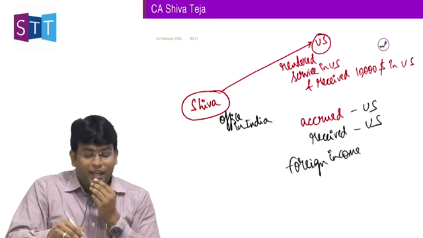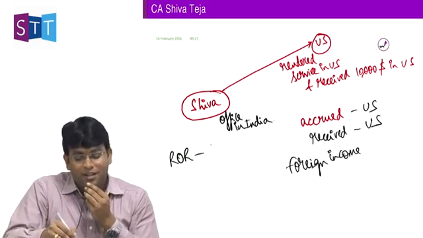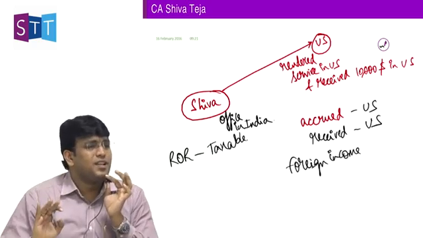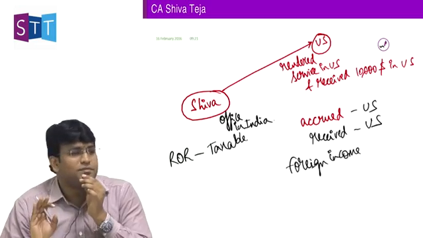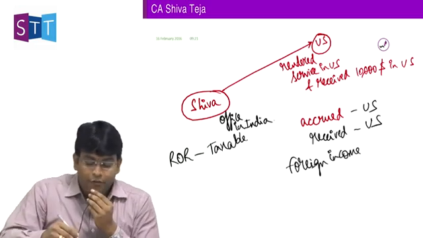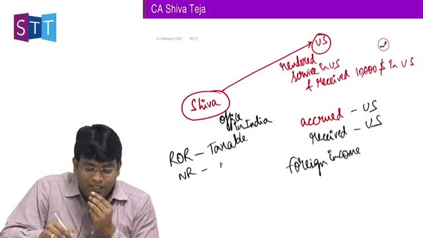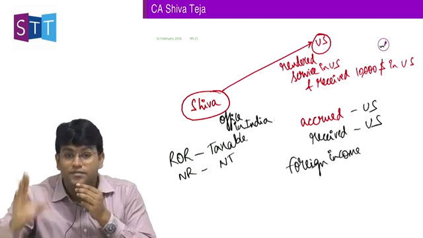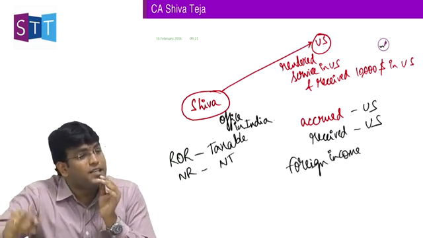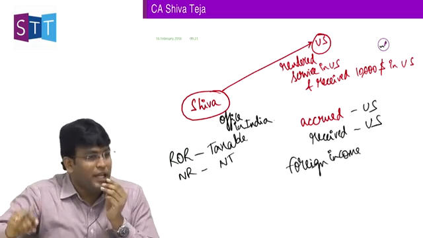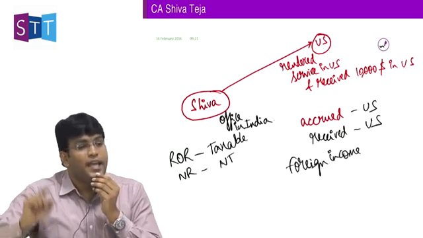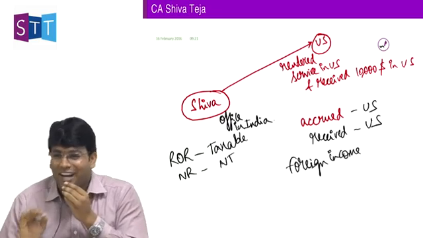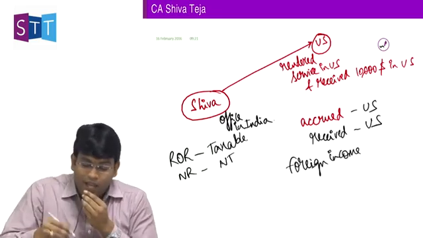Now please tell me, if Shiva is ROR, what will happen? Without any discussion, without any thinking, straight answer: taxable. Because ROR is taxed on what income? Global income. There is no discussion there. If I am NR, the answer will be not taxable. Why? Foreign income. For foreign income, we should not touch a non-resident at all. Outside person, outside income, why will you tax him? If you tax an outside person for outside income, he will take you inside and bang. Straight answer. Clear, my dear friends? ROR taxable, NR not taxable.